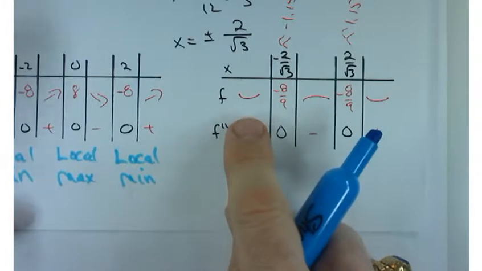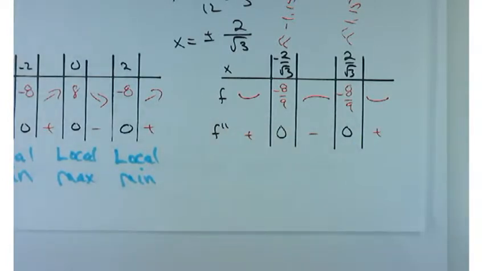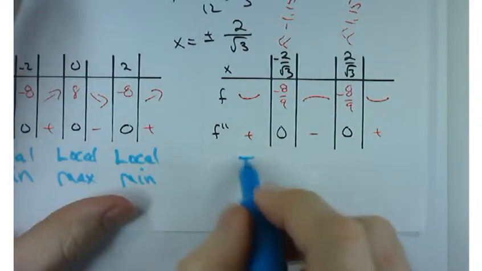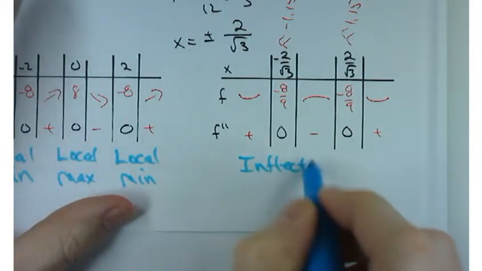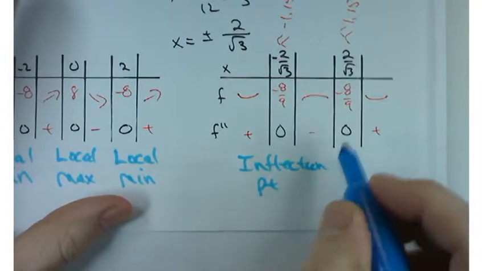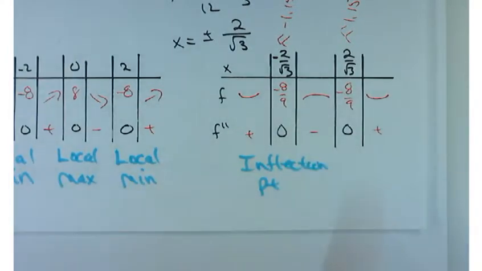Now over here, something different's happening. The concavity is changing from concave up to concave down. That makes this an inflection point. Actually, they're both inflection points. Both of those are inflection points. Places where the shape of the curve changes.